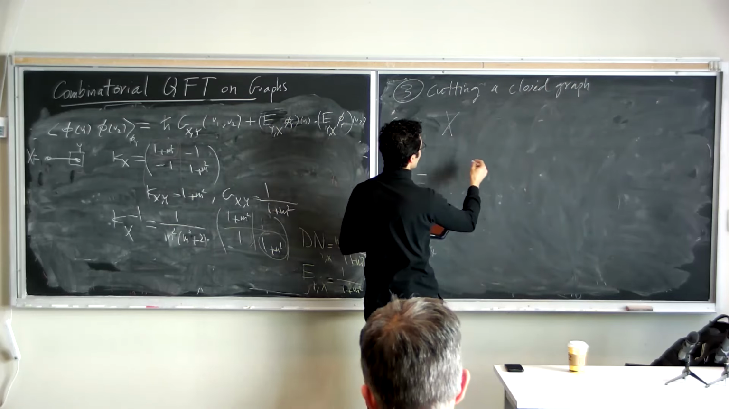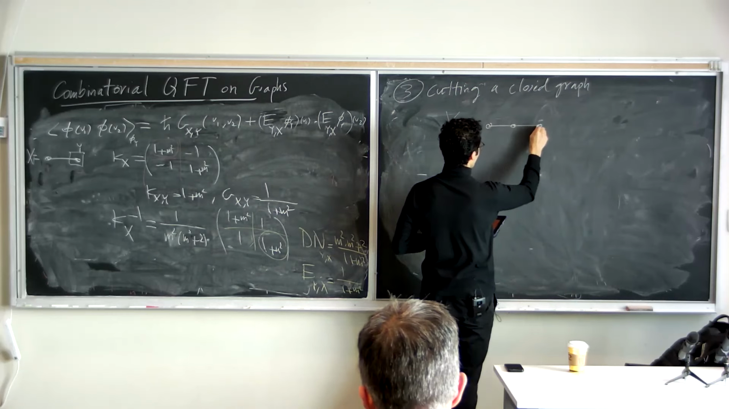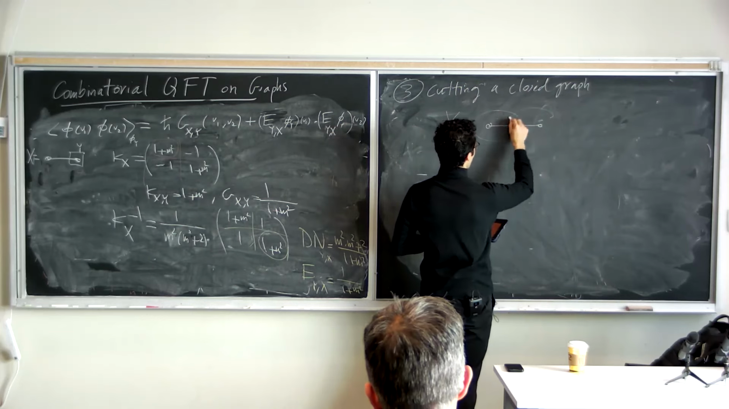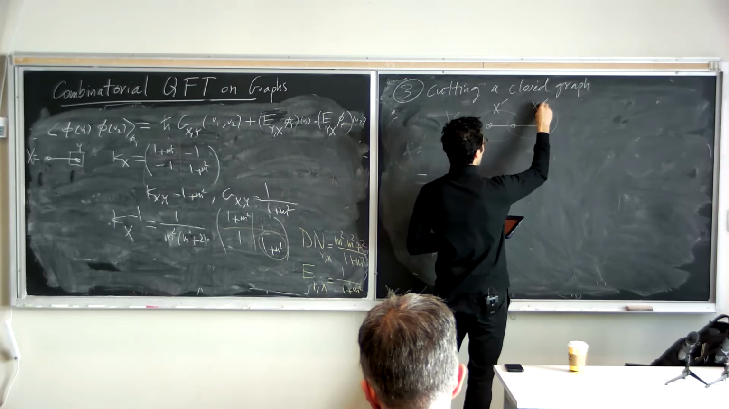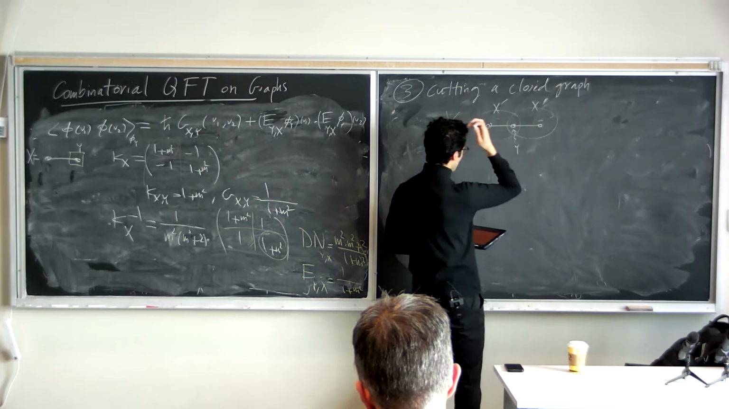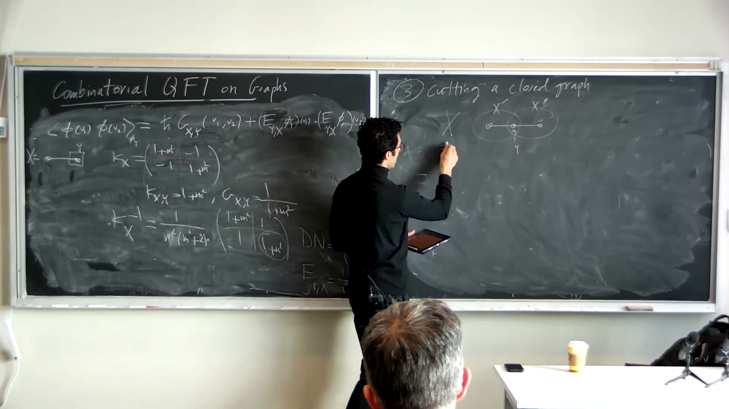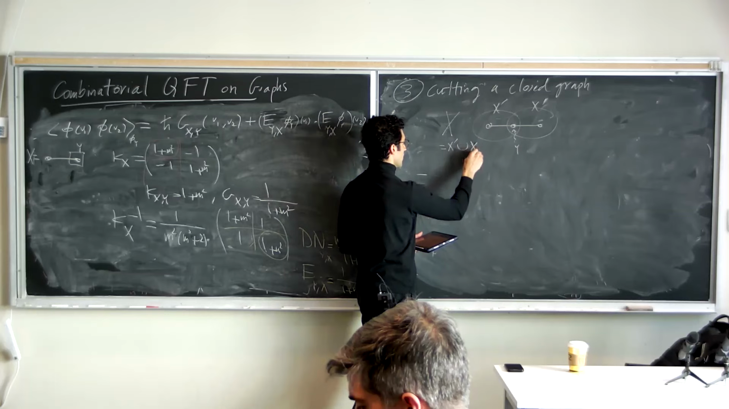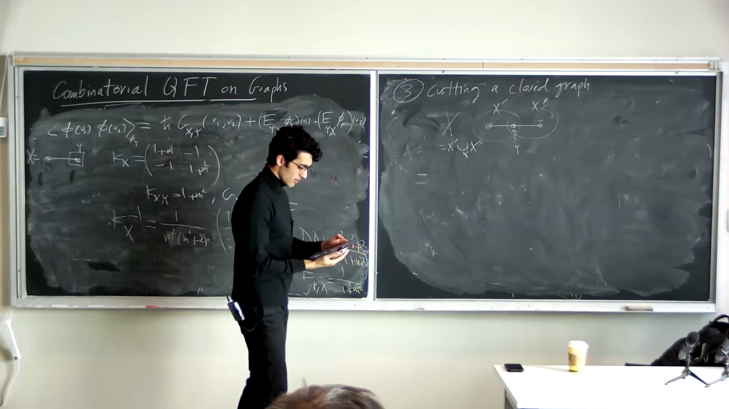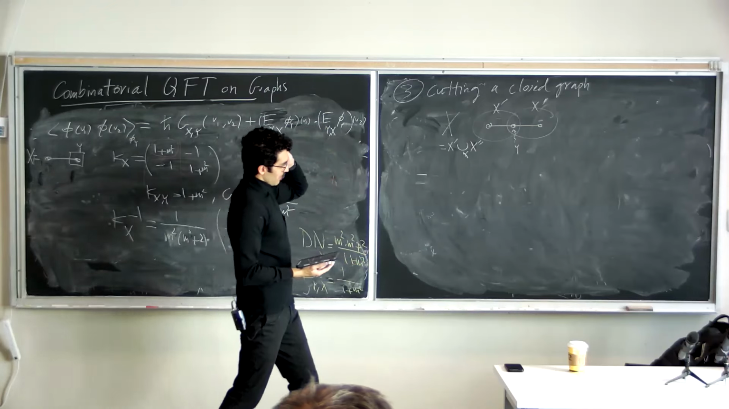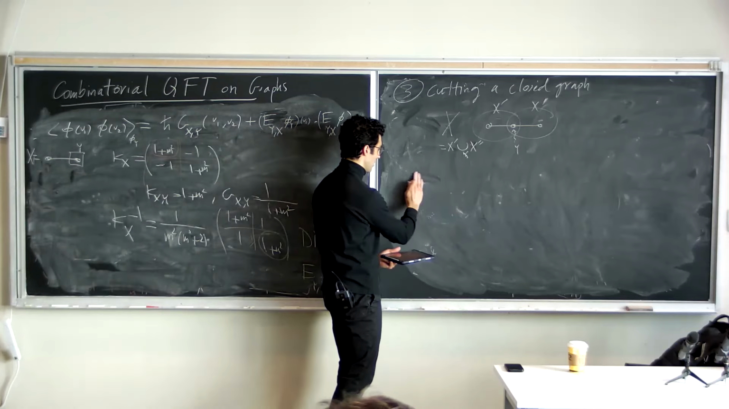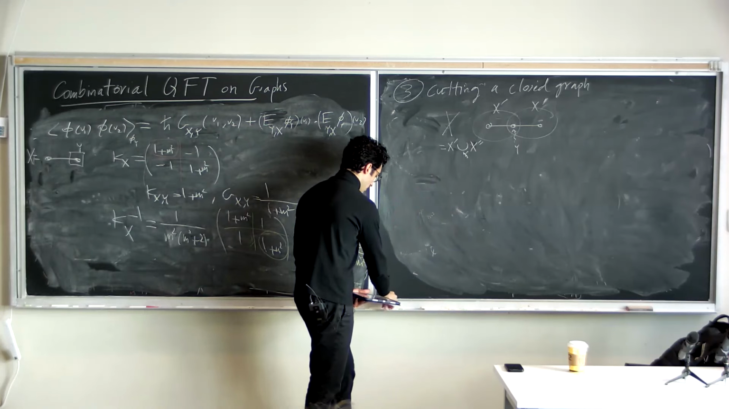You have this graph X, and X is obtained as the gluing of X prime and X double prime through a common subgraph, the interface Y. Okay, so X is this. You can draw more complicated stuff too. And so now I'm in a position to tell you about the gluing theorem.